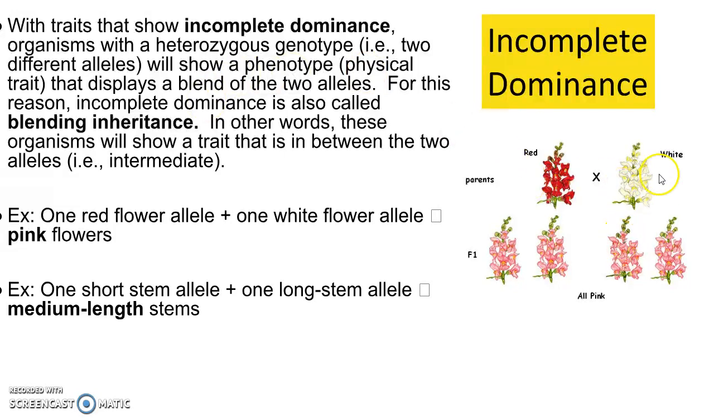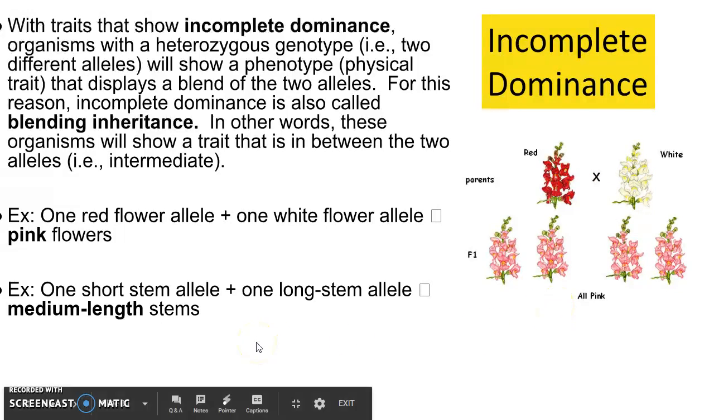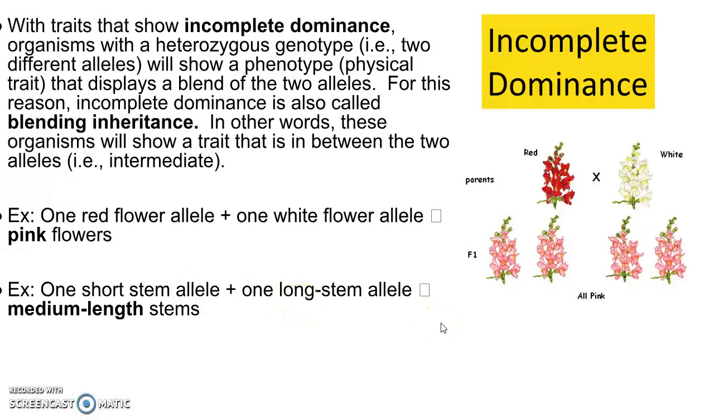So here we've got some snapdragons, and we've got two parents. One of them has red flowers, one of them has white flowers. And when you cross the two parents, all of their offspring are pink. So they have an intermediate phenotype between the two parents, red and white. Another example would be if we had two alleles, one for short stems and one for long stems. And if you get both of them, you have a medium length stem. So a blend of the two, intermediate between the two.